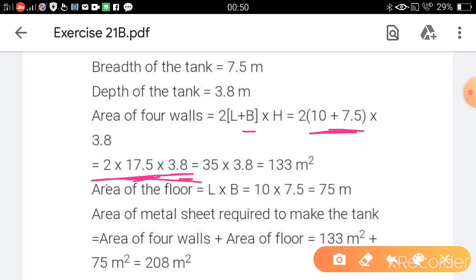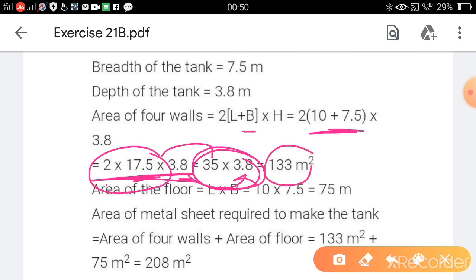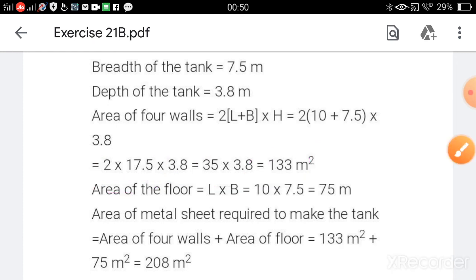Then after that we have to do these calculations. 2 multiplied by 17.5 will be 35, into 3.8. Then do this calculation now. 35 multiplied by 3.8 will be 133 meter square.